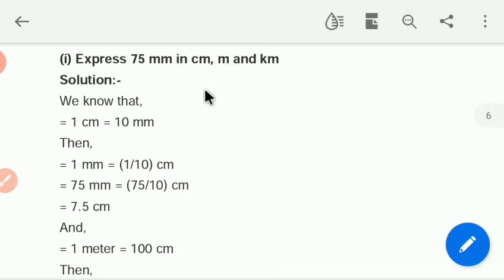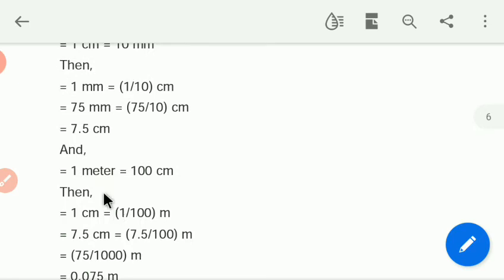Now we have to change into meter. So instead of changing from 75 millimeter to meter and kilometer directly, first we'll change into centimeter. After centimeter, we will change this into meter. So we will see the relation between centimeter and meter. We know that 1 meter is equal to 100 centimeter. So 1 centimeter will be 1 upon 100.